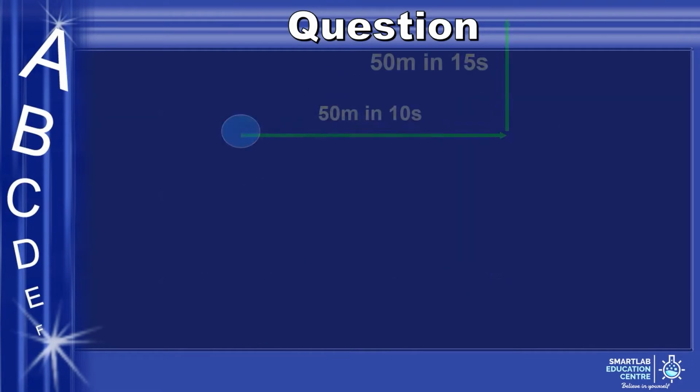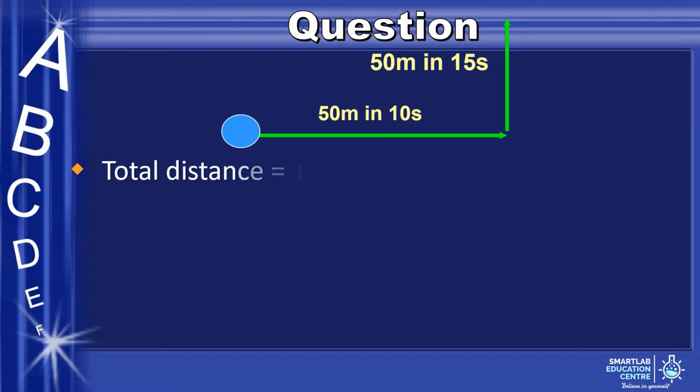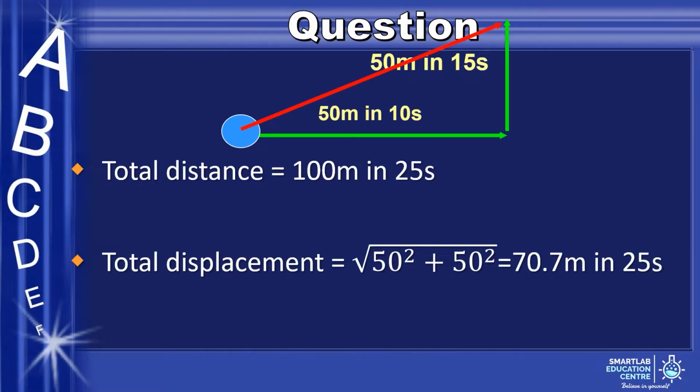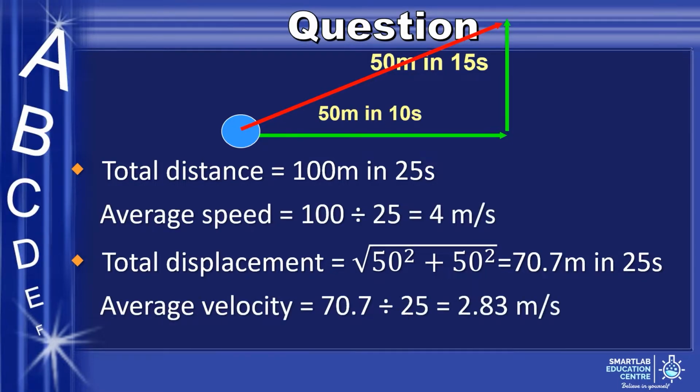How about this scenario? The distance is easy, just add up the total distance covered, which gives us 100 meters. How about displacement? For displacement we measure the distance between its start and end point. In this case, we can use Pythagoras' theorem to give us 70.7 meters. Then we find the average speed and average velocity of 4 meters per second and 2.8 meters per second respectively.